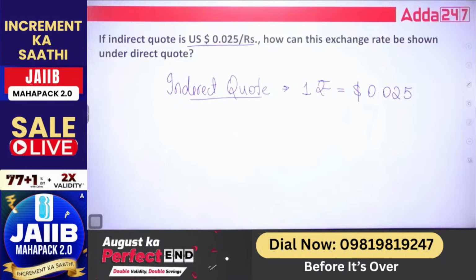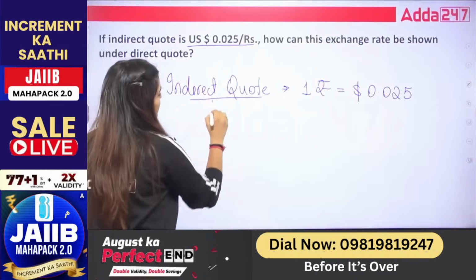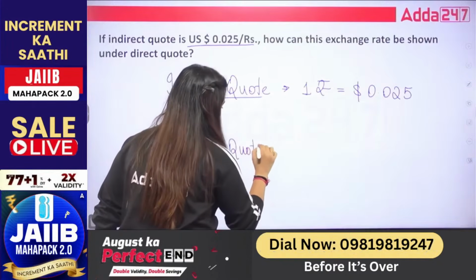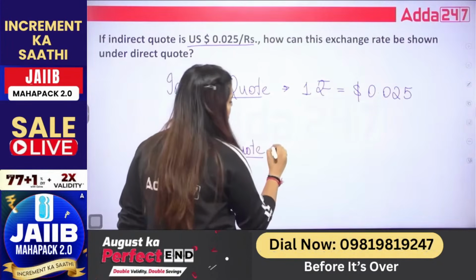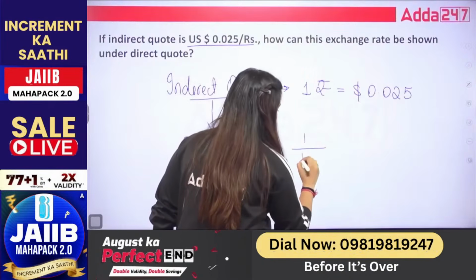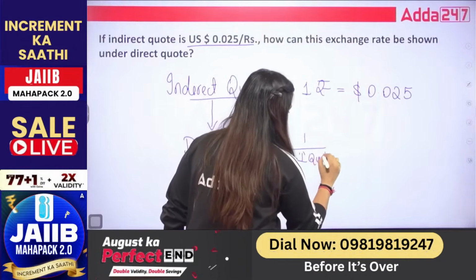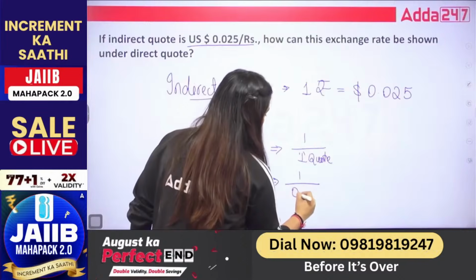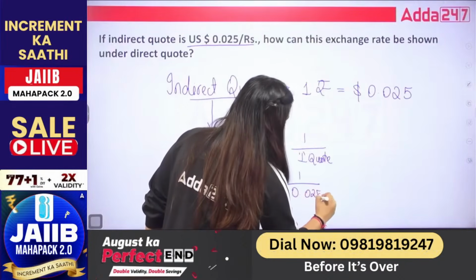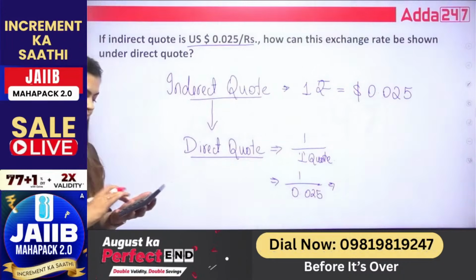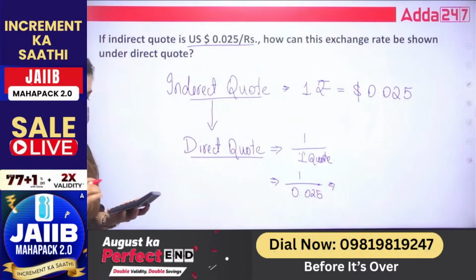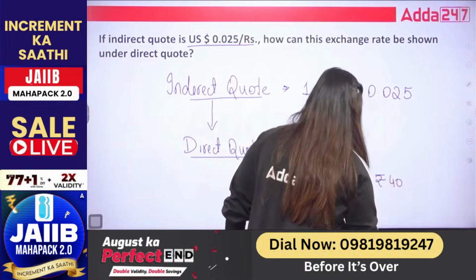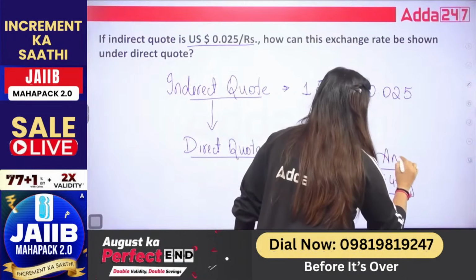Please everyone try to solve it. So now we need to convert indirect quote into direct quote. So what you will do, 1 divided by your indirect quote, or you can say your dollars. So here 1 divided by 0.025. 1 divided by 0.025. So here your $1 is equal to rupees 40. And this is your answer.